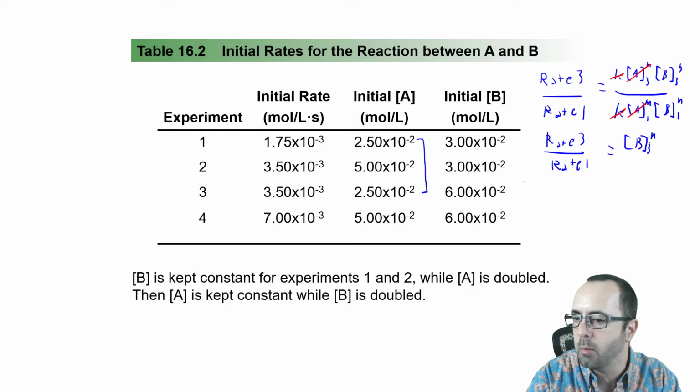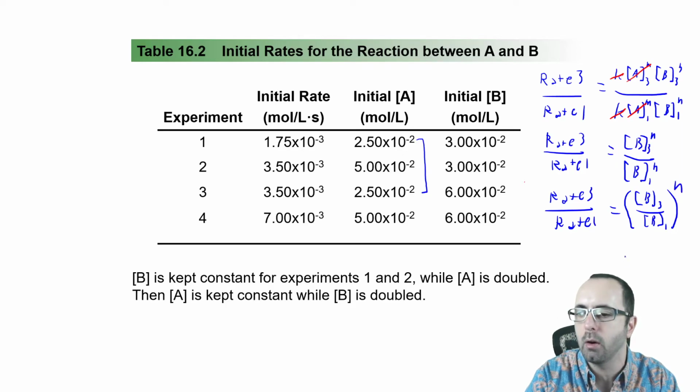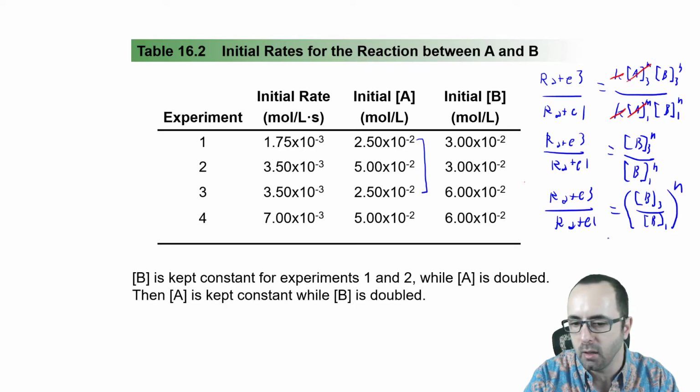...to the n power over the concentration of B in experiment 1 to the n power. Or another way to write that is the concentration of B in experiment 3 over the concentration of B in experiment 1, to the n power. And now we're ready to plug in.